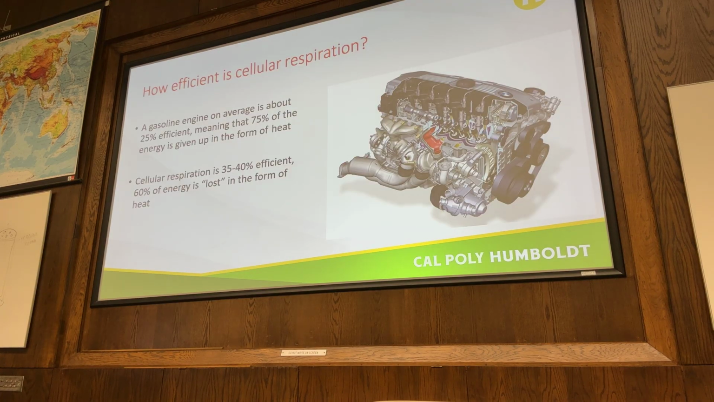How efficient is cellular respiration? It's pretty good. 35 to 40% of the energy in the glucose molecule can be harvested. That's not too bad. It's better than a dumb gasoline engine. But a gasoline engine makes a lot of cool noises. It's pretty cool, you know? We just like to talk and stuff, so I'll take the engine anyway.